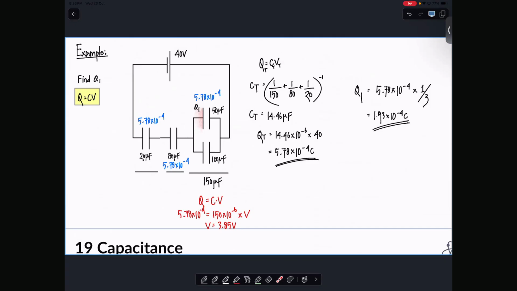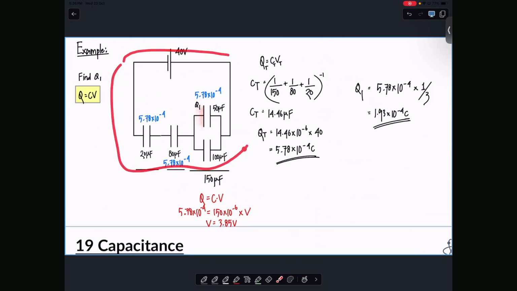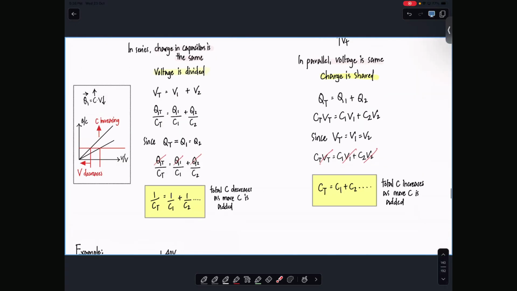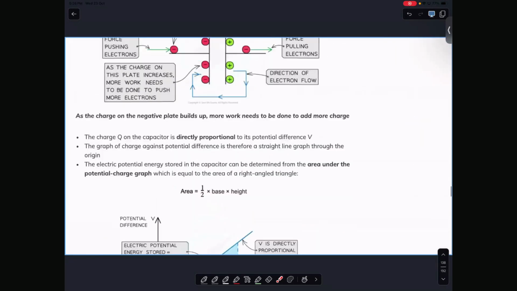Resistor combination. So if I wanted to find the total charge here, what will I first do? Combine these two, and then combine those two, and combine these two, and then I'll get my total capacitance. I know my total voltage. That'll give me my total charge. Okay. Right. So that is the other thing about capacitors.